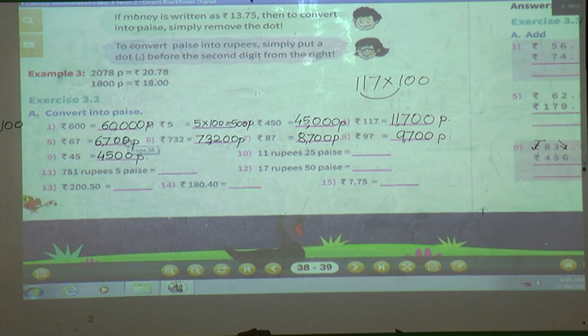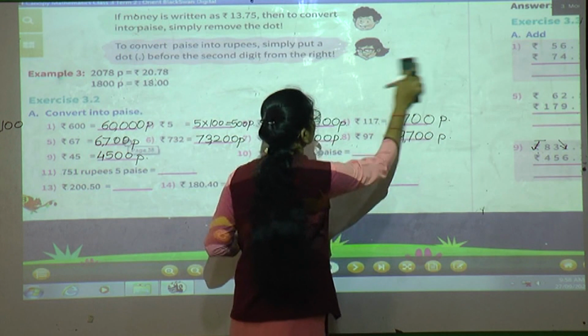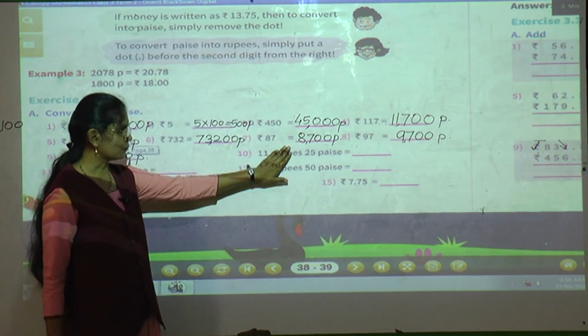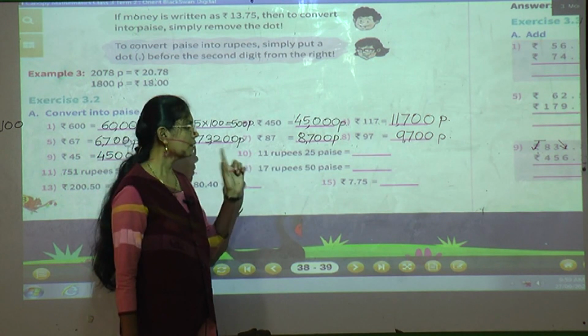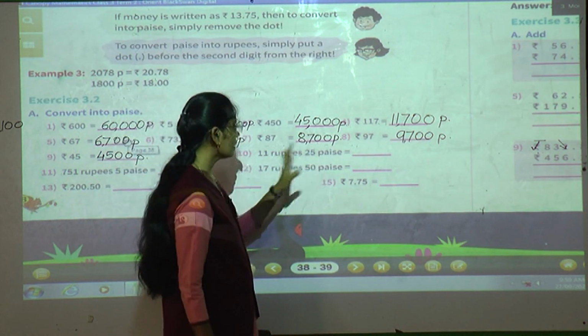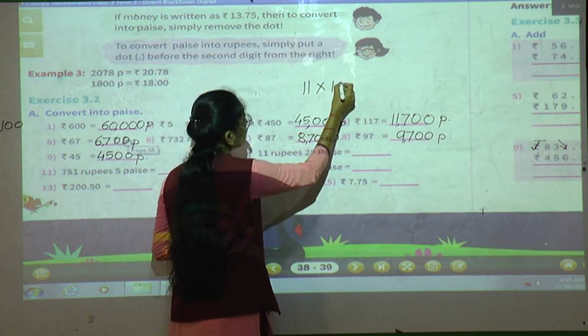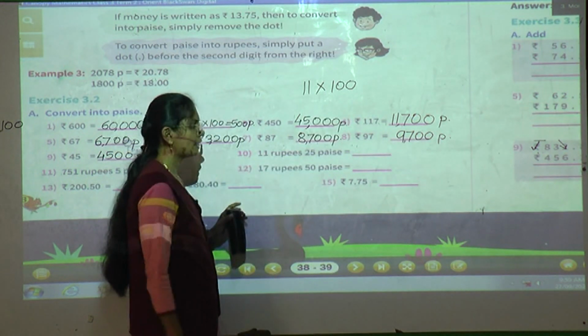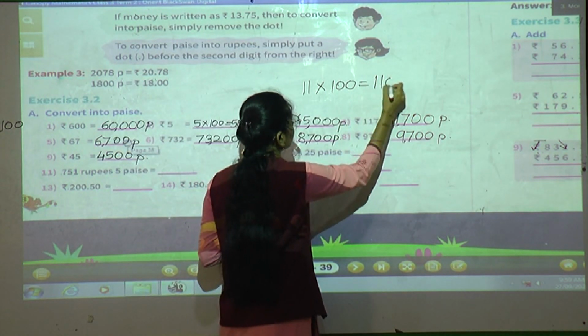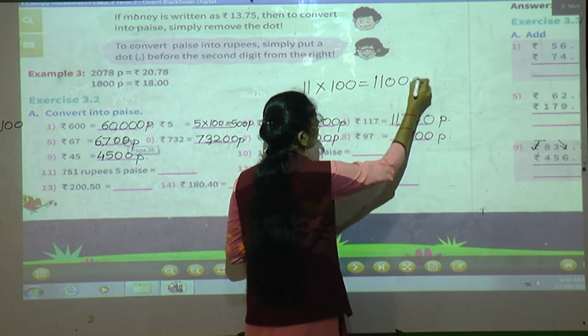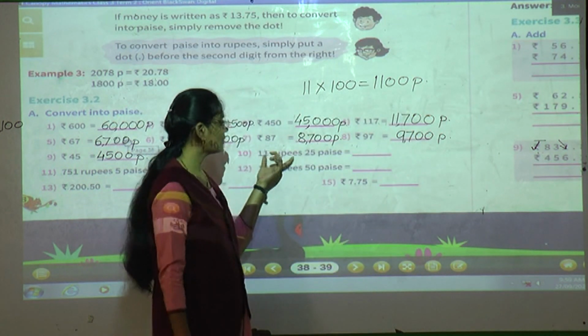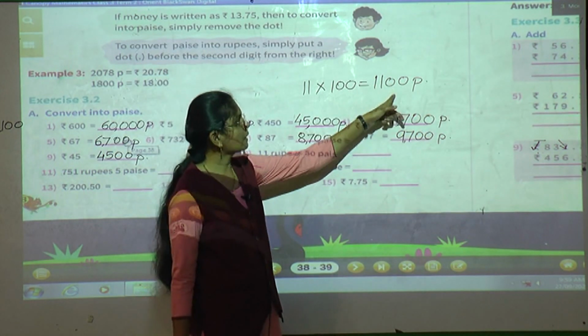Next example, 10th one, 11 rupees 25 paise. Now here 11 rupees 25 paise means first of all you have to multiply the rupees only by 100, and then whatever value you get, you have to add 25 paise. So let us do the multiplication first. 11 rupees, that you have to convert into paise first. So 11 into 100 means 1100. This will be converted into paise. Now here we got 11 rupees into paise, 1100 paise.